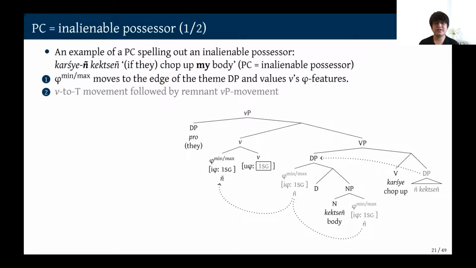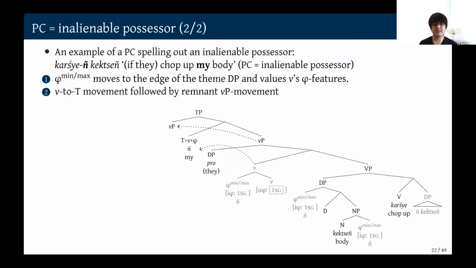This example illustrates a PC which spells out an inalienable possessor. This is a structure for "if they chop up my body," and so on. Here we have phi min-max, which starts as the complement of a noun, body, and it first undergoes movement to the edge position of the DP. Then this phi values small v's phi features, and it undergoes incorporation. And then small v-to-T movement, followed by remnant vP movement, as illustrated in this slide.